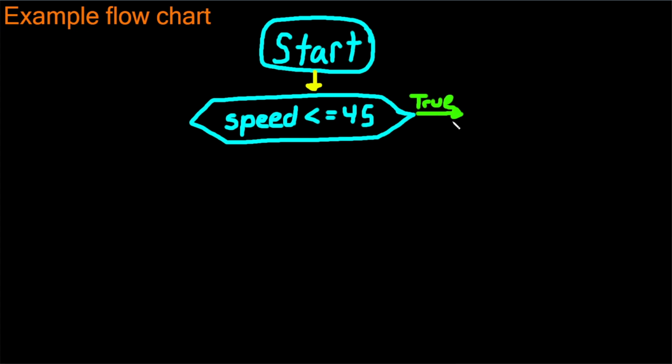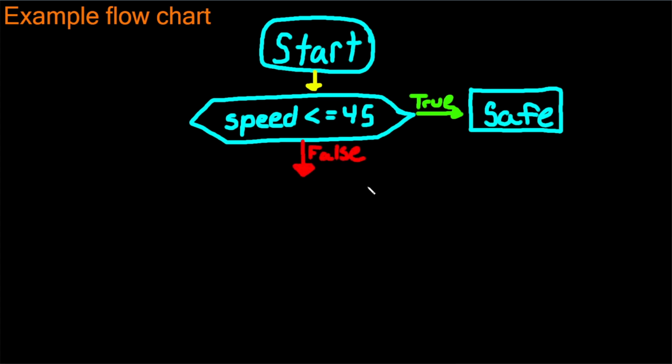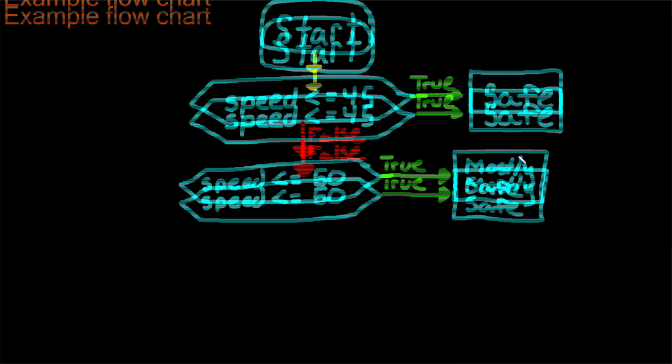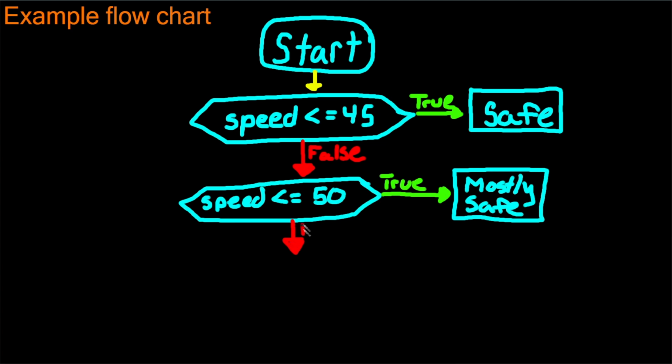Now, we're just going to write safe here, but pretend that says System.out.println safe. If that's false, which means it is above 45, then we'll do another consideration. This is an else if: speed less than or equal to 50. If it's true, we would print mostly safe. If it's false, we go on to the next thing to consider, which would be another else if.